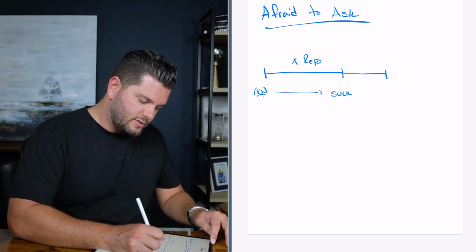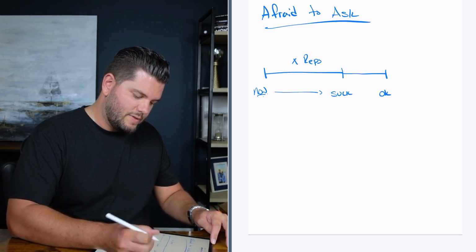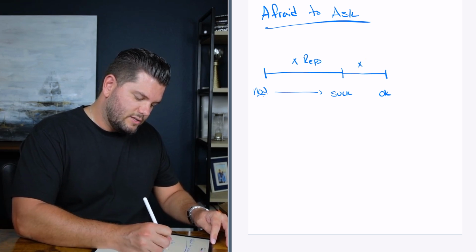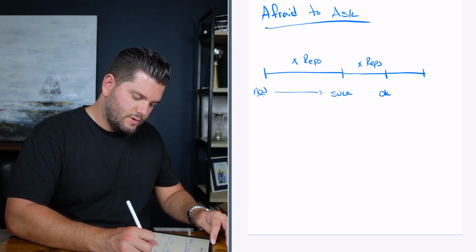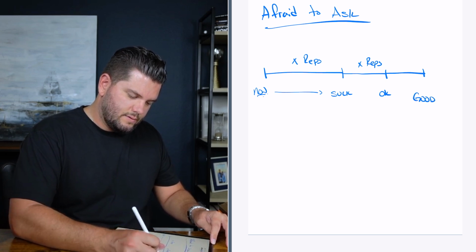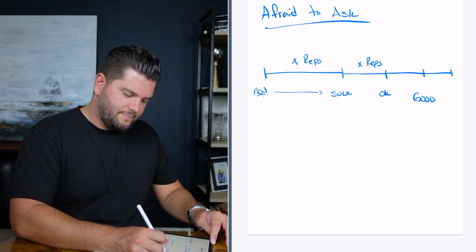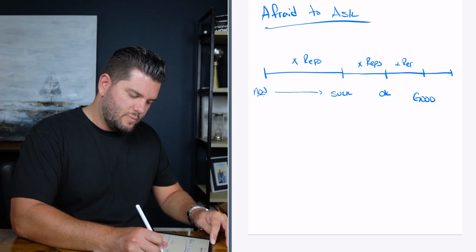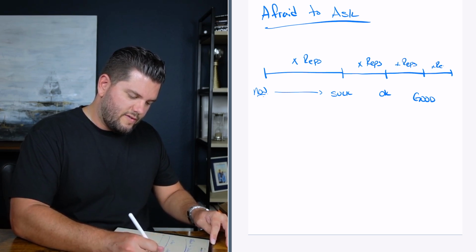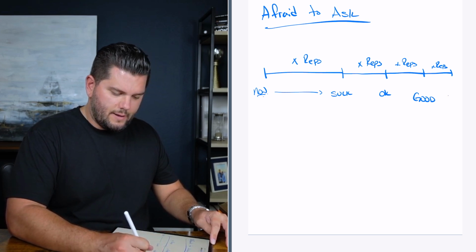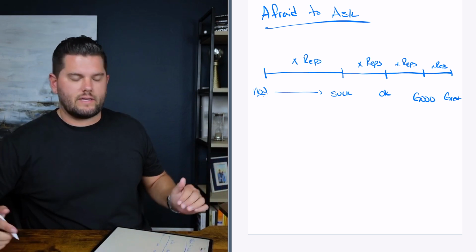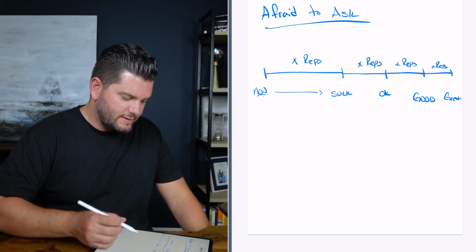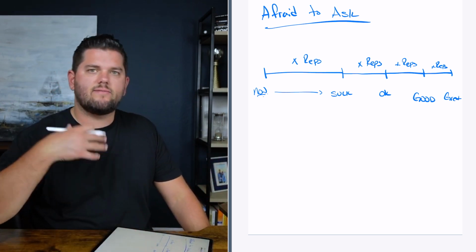Now, from suck to being okay at something, you have X reps, right? And then from okay to, let's say, good, you have X reps again. I hope you get the point here. Then you have great, and then you have excellent, and you have amazing. The point is, how many reps is this? Let me give an example.